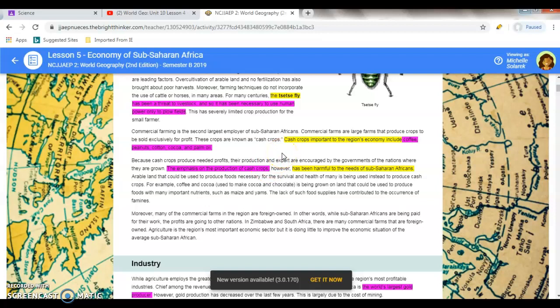The emphasis on the production of cash crops, however, has been harmful to sub-Saharan Africa due to the fact that it's more on production rather than producing food for the survival and health of many of the Africans. Moreover, many commercial farms in the region are foreign-owned, and while sub-Saharan Africans are being paid for their work, the profits are going to other nations.